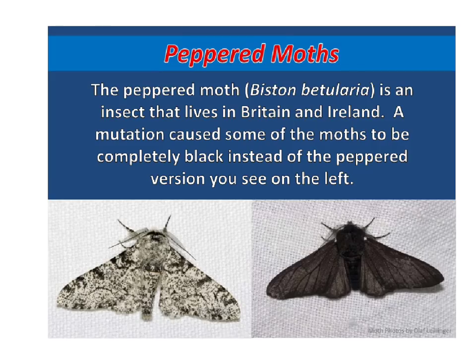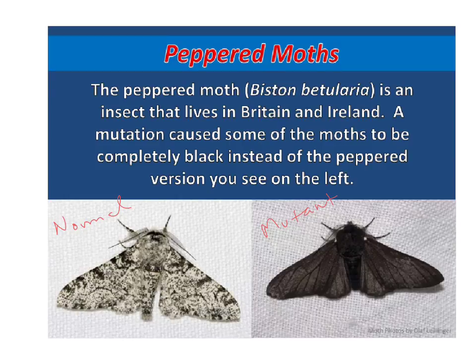Okay, the peppered moth, which is Biston betularia, that's its genus and species name, is an insect that lives in Britain and Ireland. A mutation caused some of the moths, which are normally this color, this is the normal color, to be completely black instead of the peppered version. So this is the mutated version. I'm going to just put mutant. I think that sounds better.